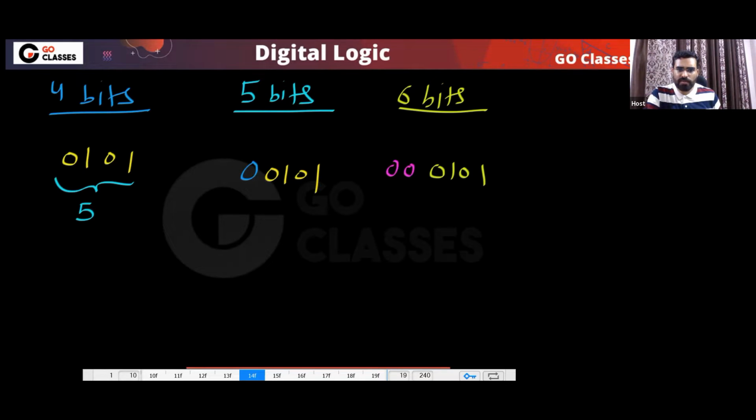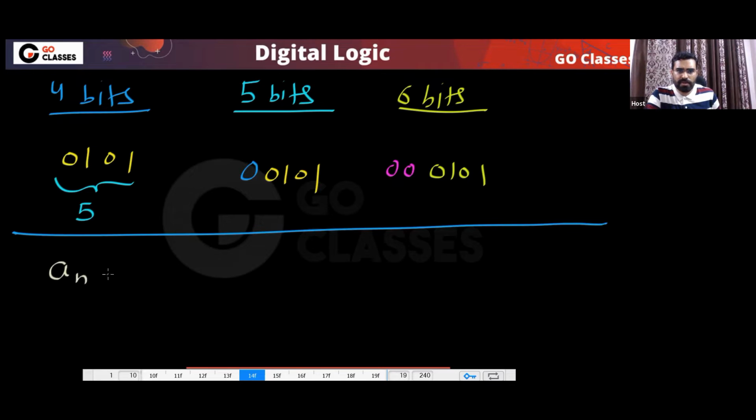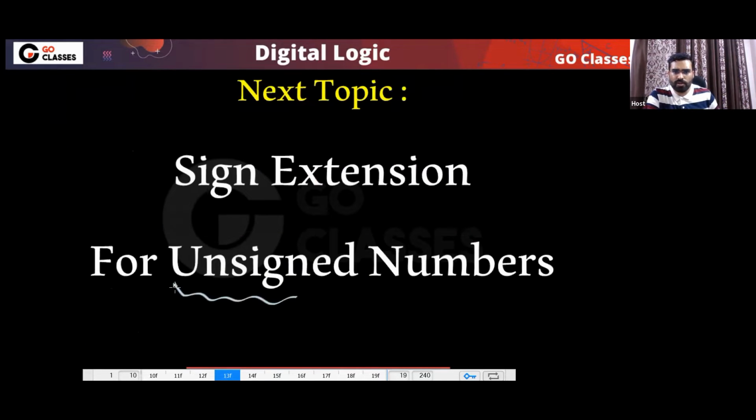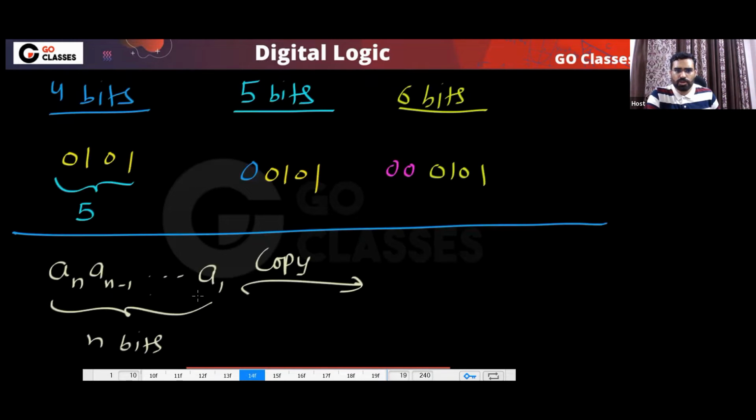The same idea can be generalized. If you have n bits of data, let's assume a n minus 1 and so on down to a1, this is your data in n bits. Now I want to copy this data. This is unsigned data; I'm talking about unsigned numbers.